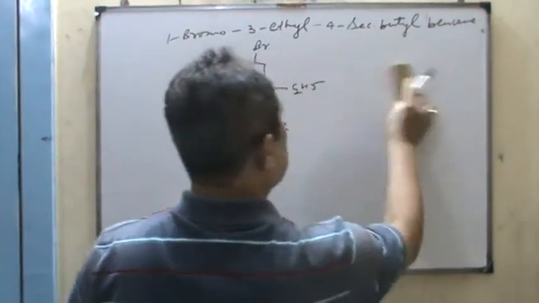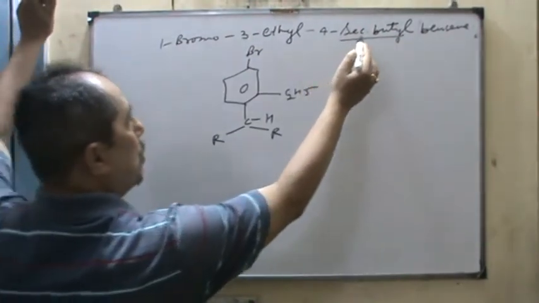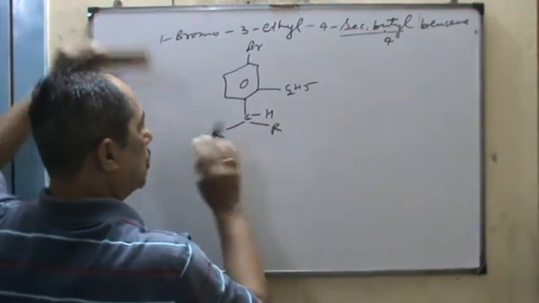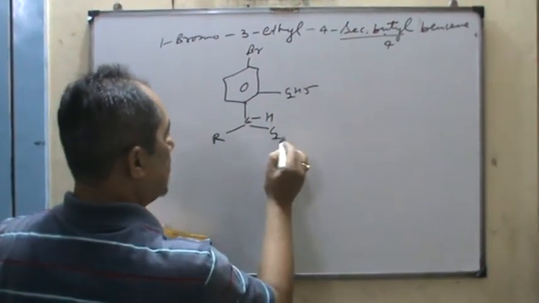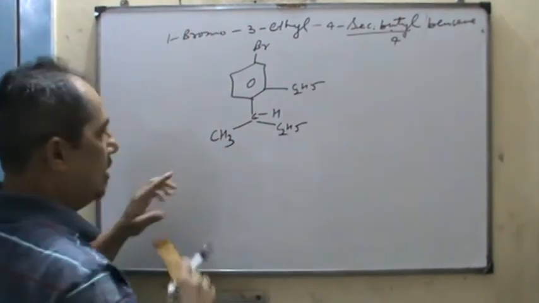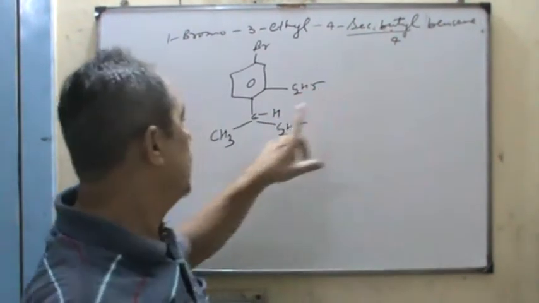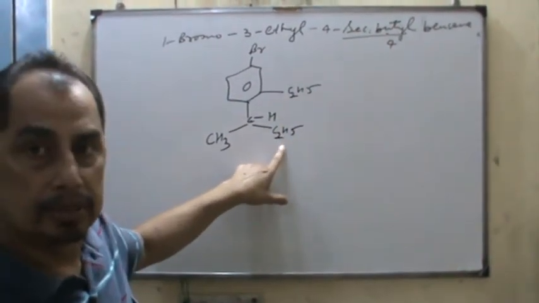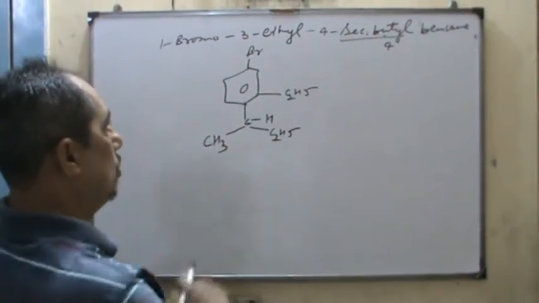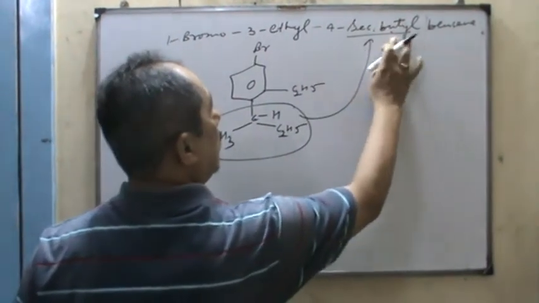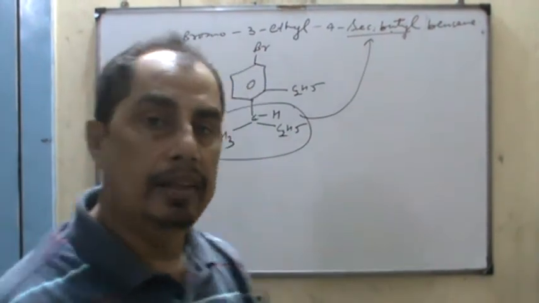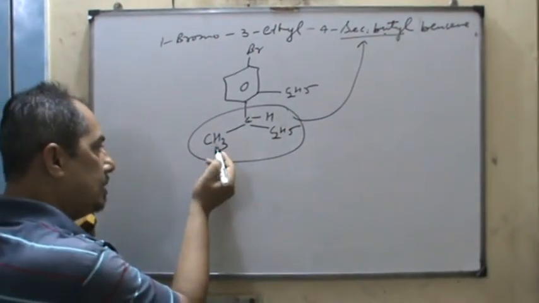So here my question is secondary butyl. See this point: butyl means 4 carbons. Here there is 1 carbon, so you replace 1 R with ethyl or methyl, and the other R is again replaced by methyl. Butyl means 4 carbons, 2 carbons here. Point to be noted, 1 is here, 3 and 1 is 4. That is secondary butyl. If I say 4-secondary pentyl, then you can replace this methyl with ethyl.